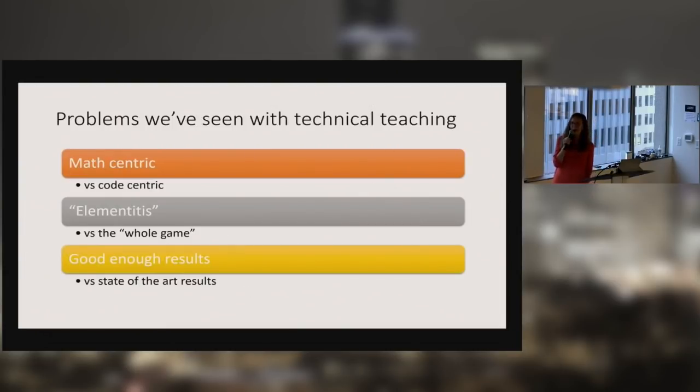So to summarize, some of the problems that I see with technical teaching are that it tends to be math-centric. I love math. However, if you're trying to build something, code is more useful. There's something that Harvard professor David Perkins calls elementitis, and that's feeling like you have to teach each individual element before years later you can assemble those components to build something cool. He gives an analogy with baseball and says we don't say that little kids have to memorize all the rules for baseball and understand all the technical details before they're allowed to play. They can play and get a general idea of the game, even if they don't know all the details.